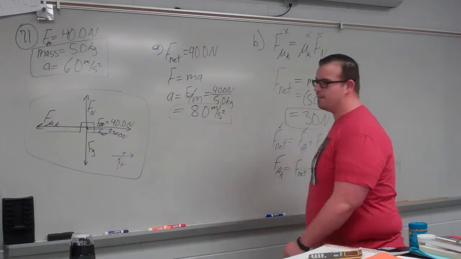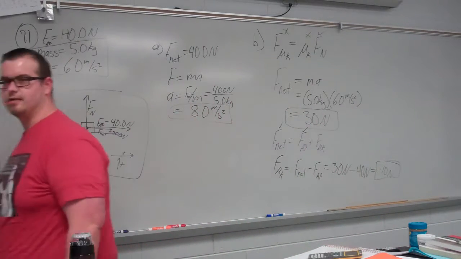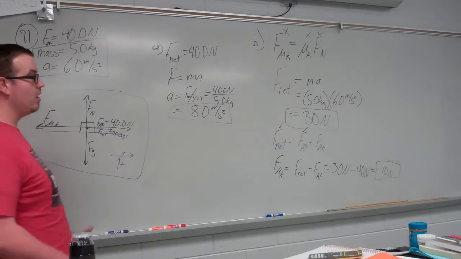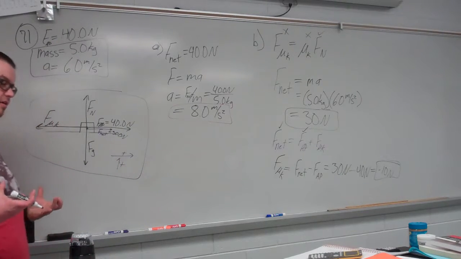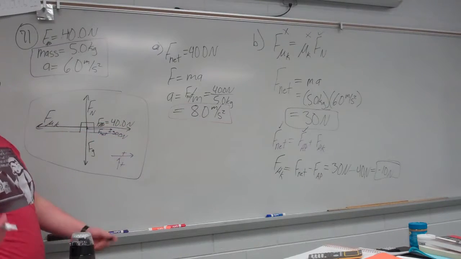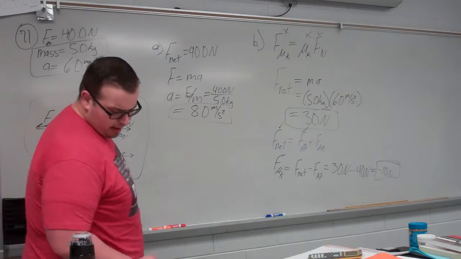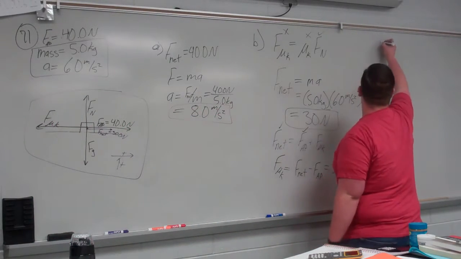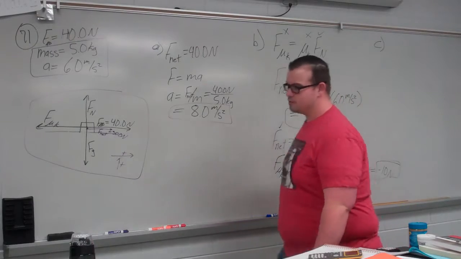I've got to ask myself, does that make sense? Absolutely makes sense. Why? Because the force of kinetic friction is going in the opposite direction of my force applied. So it should take away. It should be less than 40, which it is. Alright, now we're looking at part C.